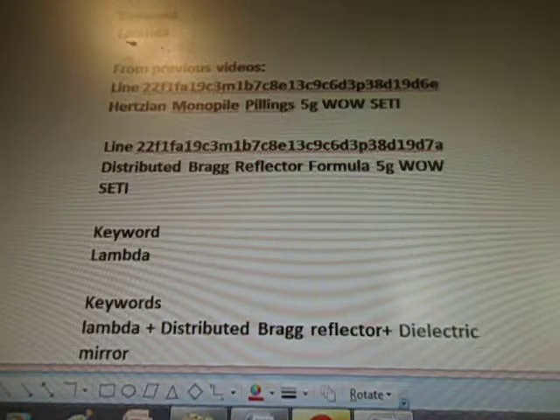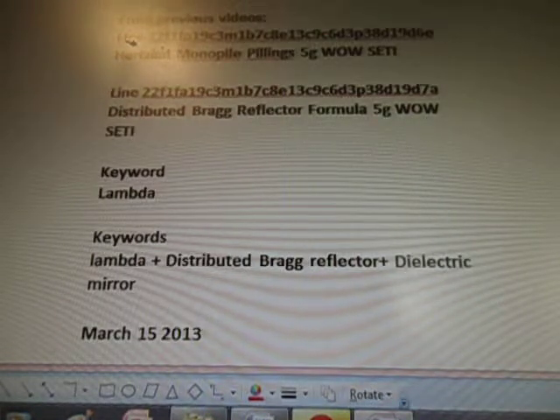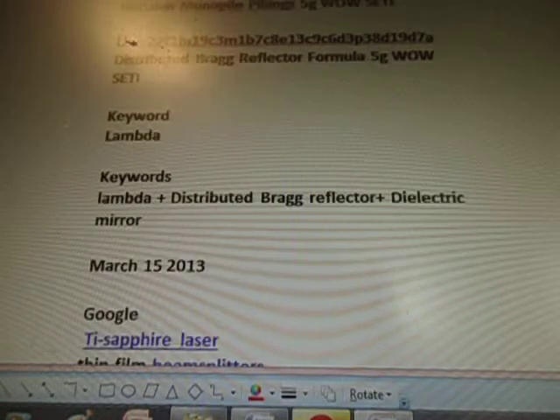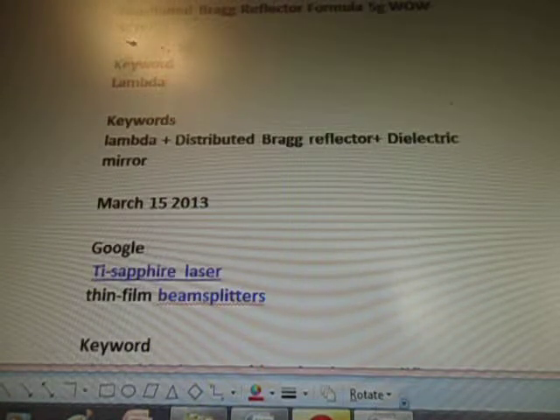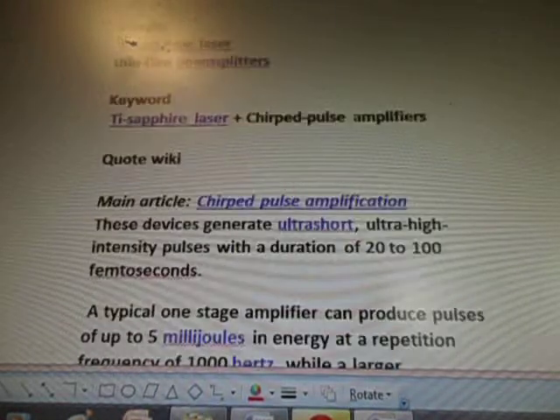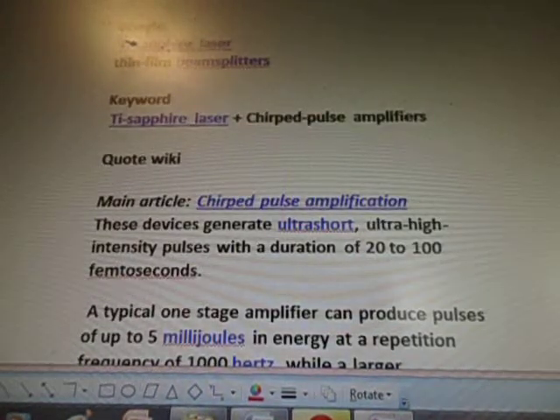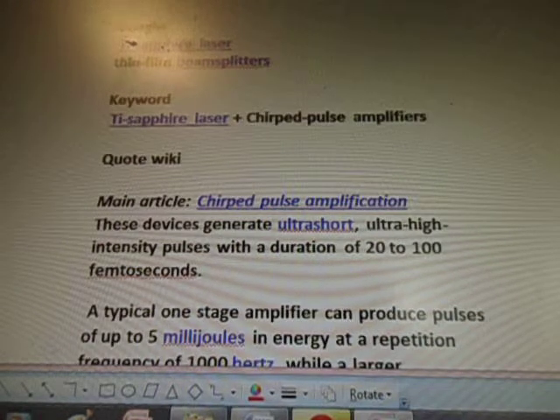22f1fa19c3m1b7c8E13c9c6D3p38d19d6e. Hertzian Monopile Pillings 5G Wow Seti. And then we looked at line 22f1fa19c3m1b7c8E13c9c6D3p38d19d7a. Distributed Bragg Reflector formula 5G Wow Seti. So we looked at the keyword Lambda, then Lambda with Distributed Bragg Reflector and Dielectric mirror. And then I googled Ti-sapphire laser, thin film beam splitters. And then up came the Chirped-Pulse amplifiers.